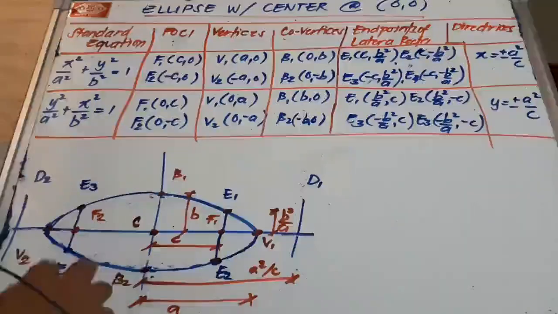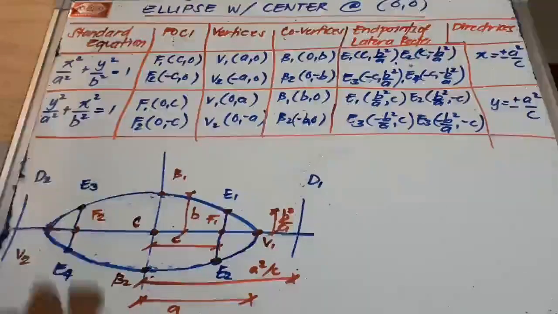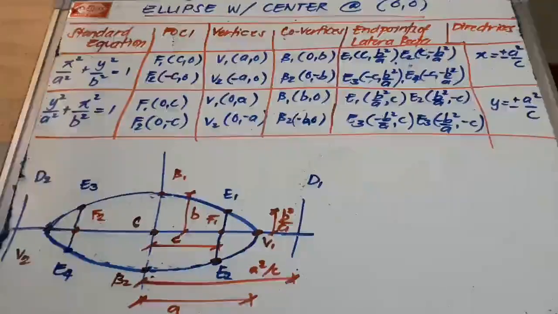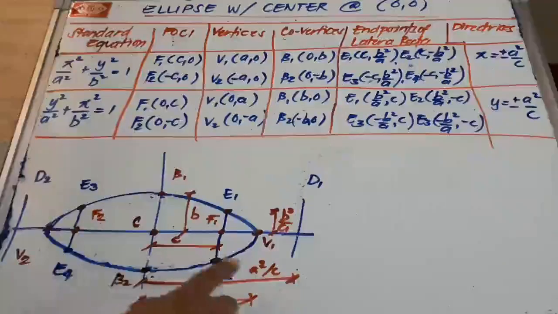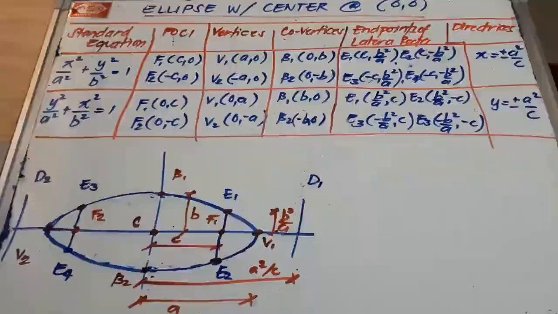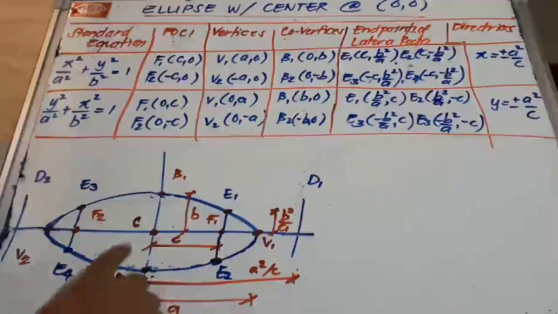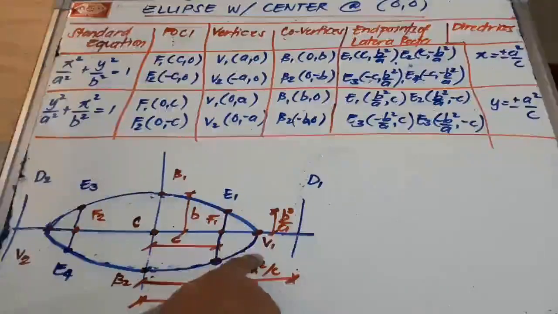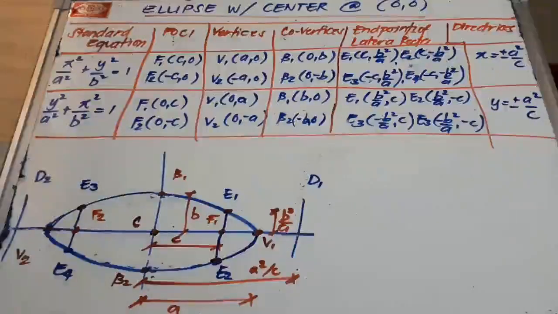Okay. Yung vertices natin, bakit ganito ang kanyang ordered pairs? Now, alam natin, ang length ng semi-major axis is equal to a. Okay? So, from vertex to vertex, that is 2a. Half of the major axis is a. So, the distance from center to V, or the vertex, is equal to a. That is half of the major axis.